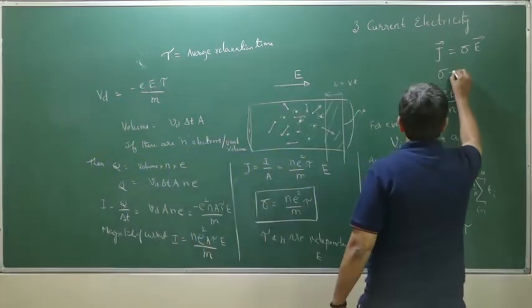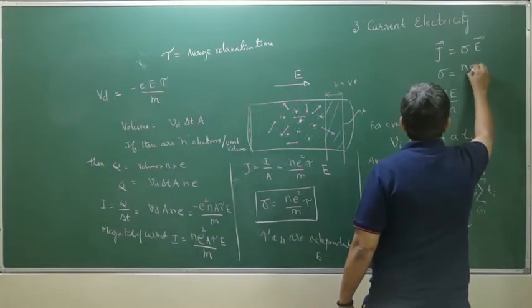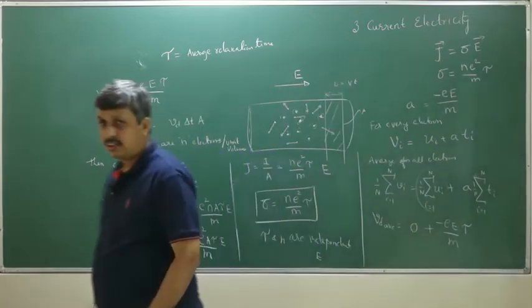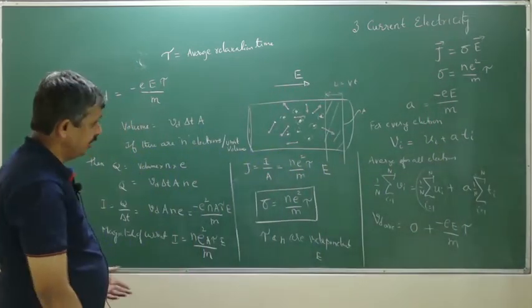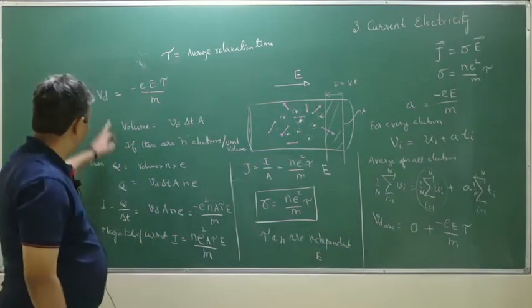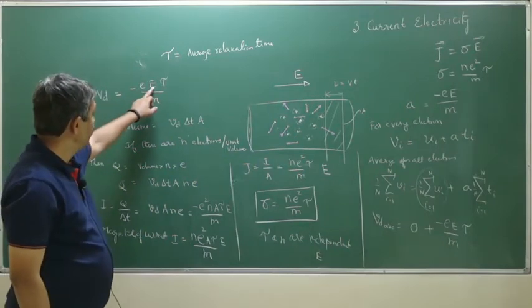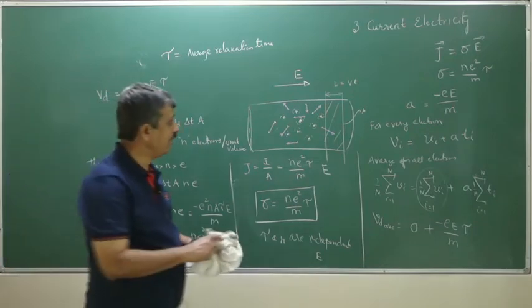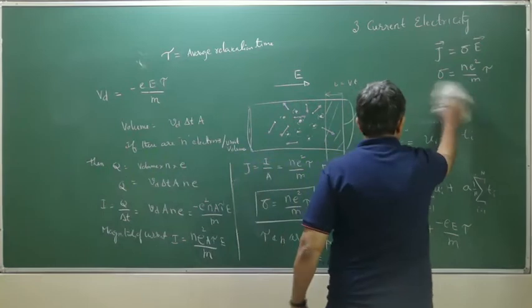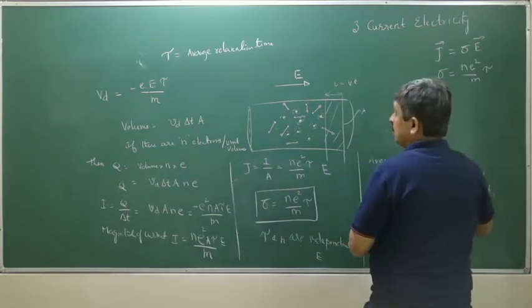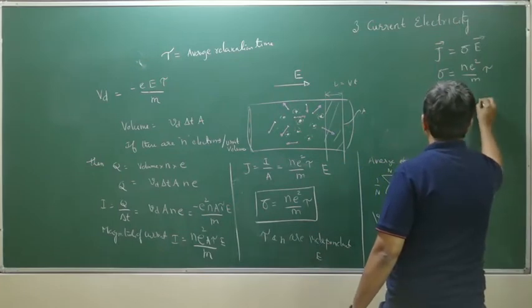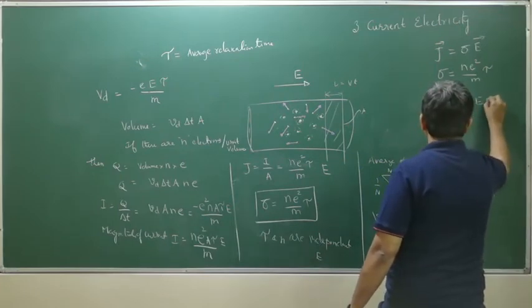Sigma is equal to n e square tau by m. That is one very important thing we got. And the other thing that we have got is Vd. Vd is equal to capital E into e tau by m. That is the drift velocity. We will write down that equation too, maybe of some help for us.